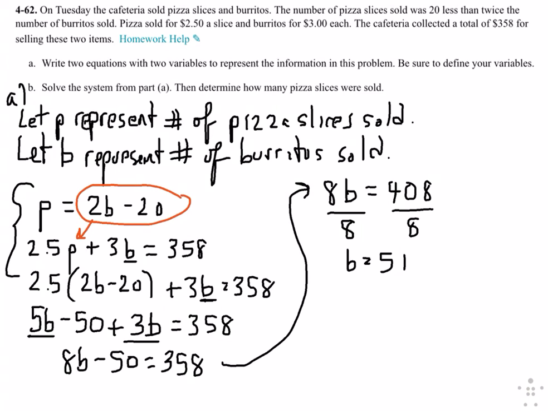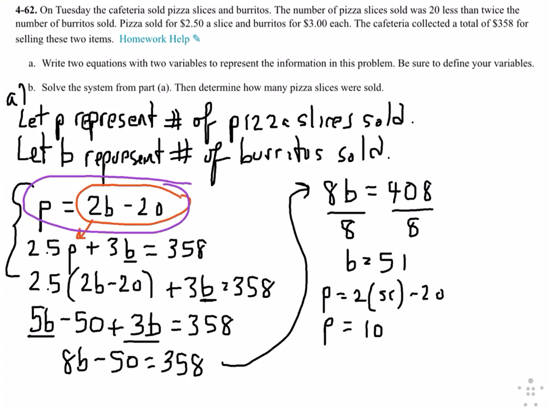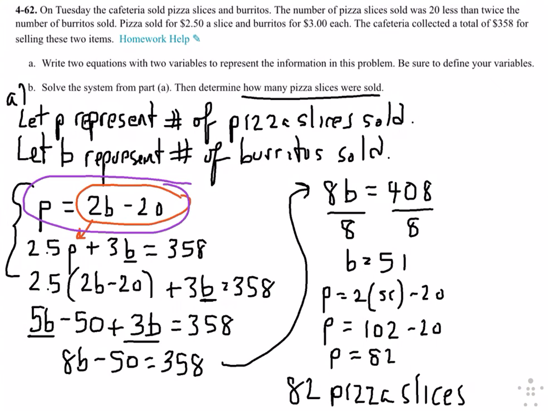And then P, right, we can come up to this one right here and substitute in. So we get P equals 2 times 51 minus 20. P equals 102 minus 20. P equals 82. So it says, determine how many pizza slices were sold. 82 pizza slices. And you should write were sold, but I'm kind of running out of room there.